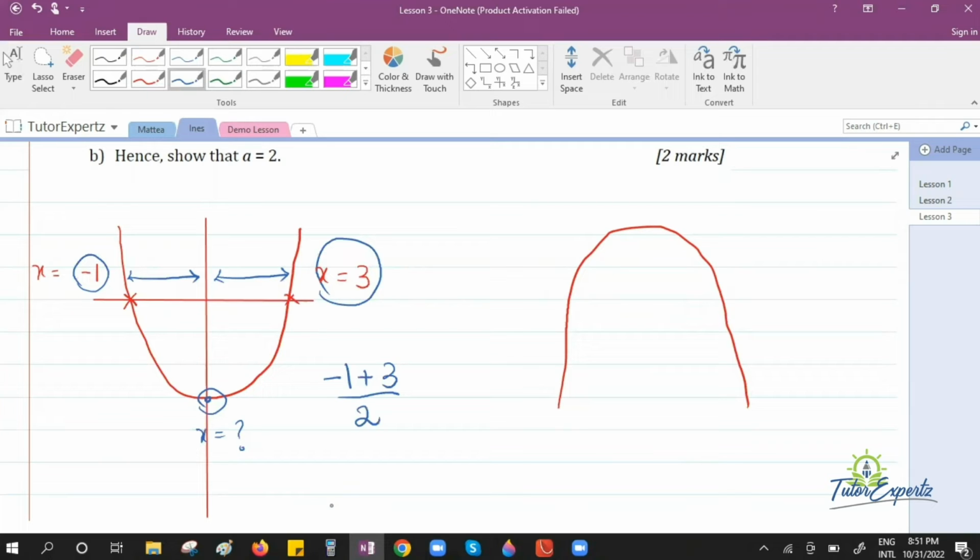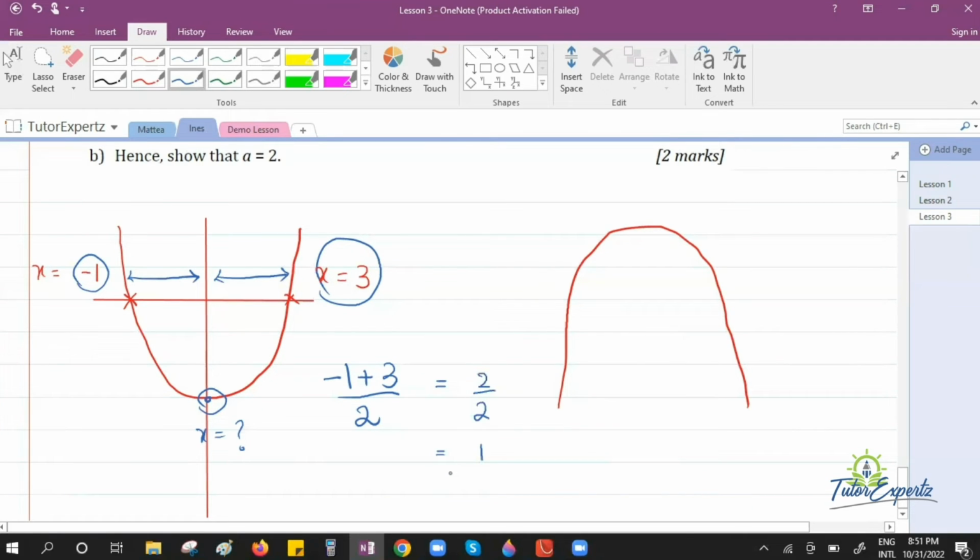-1 plus 3 comes out to be what? 2, and then 2 divided by 2, which is 1.